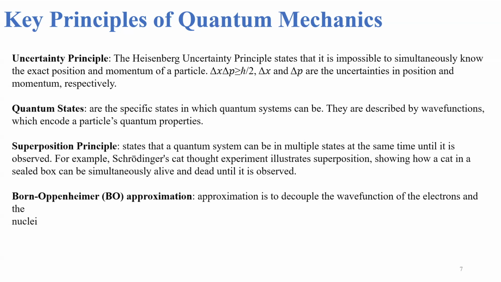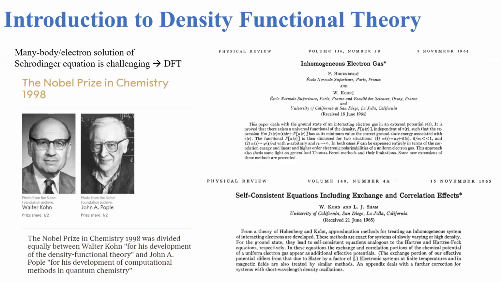And finally, the Born-Oppenheimer approximation, which is to decouple the wave function of electrons and the nuclei. So when we actually solve the DFT equation, we try to exclude the nuclei from the picture so that it's easy to solve the equation.